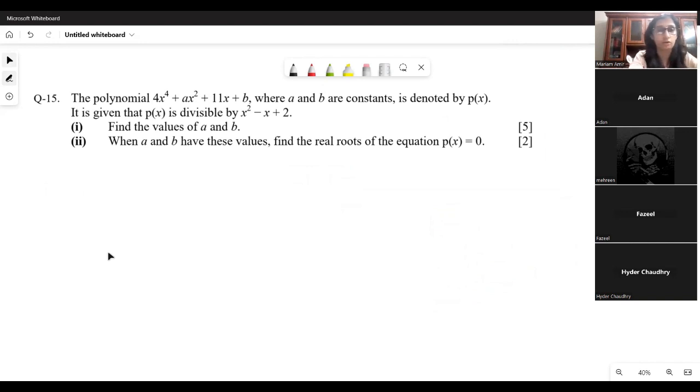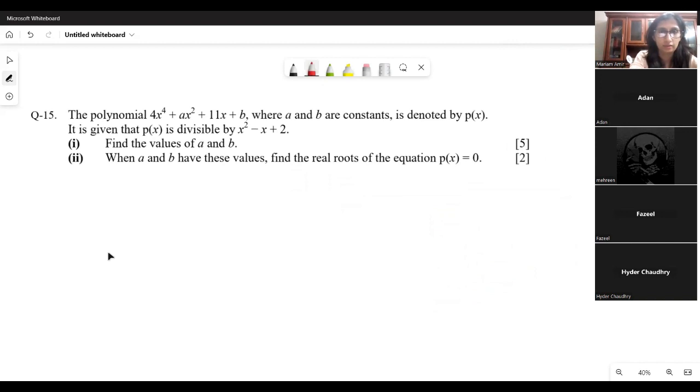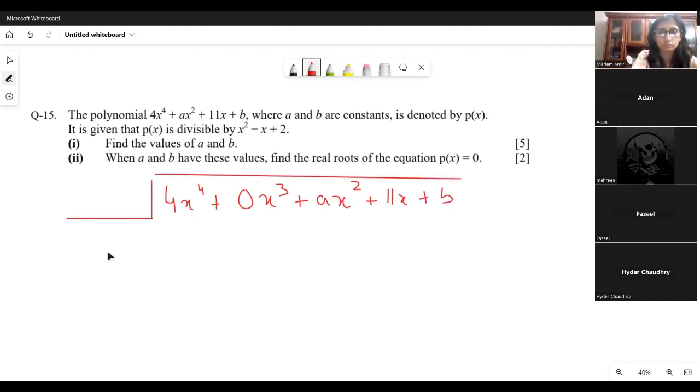It's going to be a slightly strange long division because there's an a here and a b at the end. Let's see how it goes. 4x power 4 plus ax square plus 11x plus b. No, there should be 0x cube. Plus 0x cube plus ax square plus 11x plus b. Okay. And here we have x square minus x plus 2.